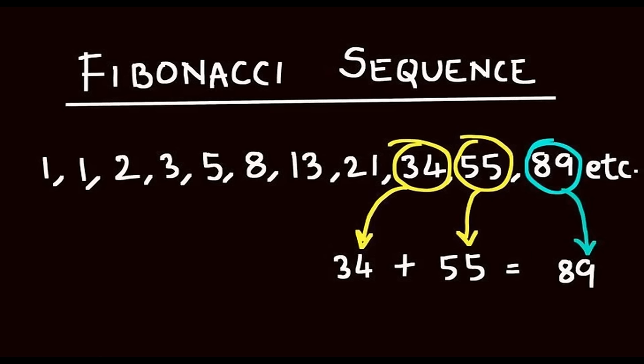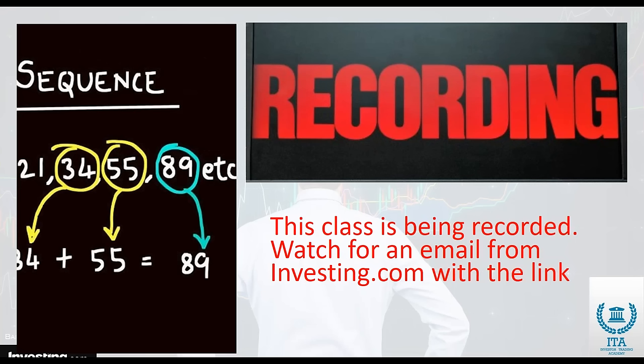So again, the Fibonacci sequence is a series of numbers that adds together the previous number, and that gives you your next number. So you take 1, and then 1 plus 1 gives you 2. 1 plus 2 gives you 3. 2 plus 3 gives you 5. 3 plus 5 gives you 8. 5 plus 8 gives you 13. 8 plus 13 gives you 21. And the sequence goes on indefinitely.